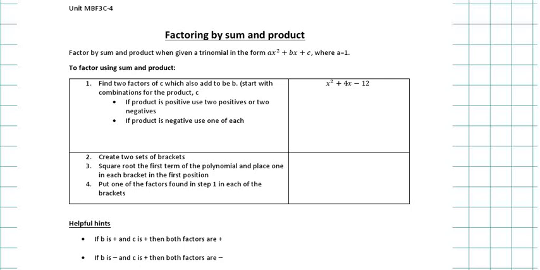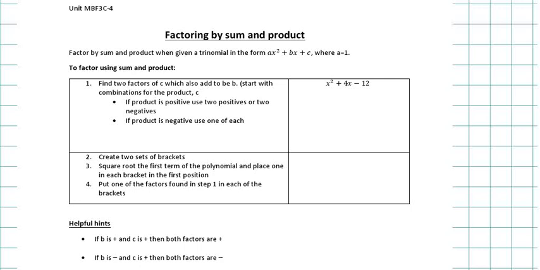Difference of squares only happens when you have a binomial, squared binomial with a minus. Sum and product only happens when you have a trinomial. Okay, so you need to have three terms in order for you to be able to do the sum and product.